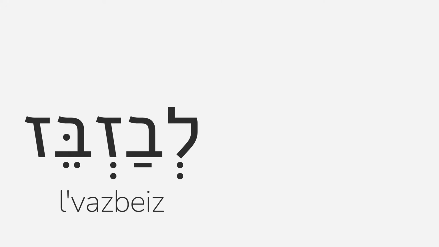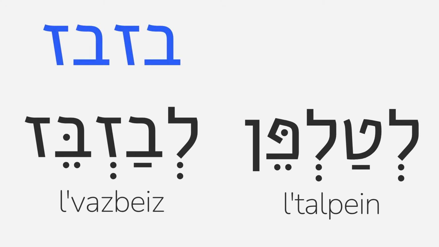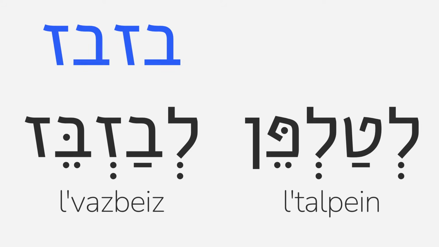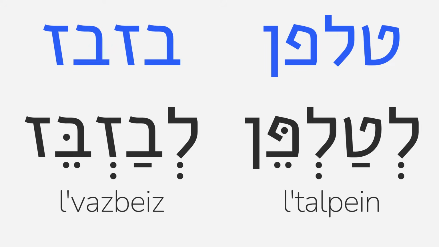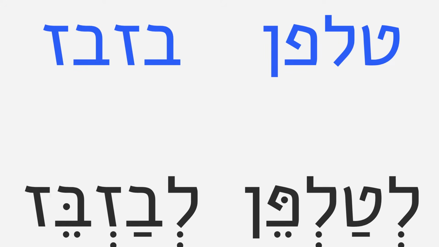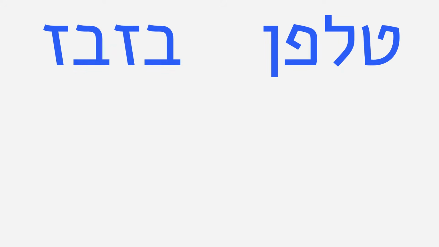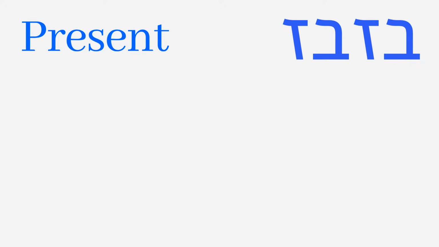Last time, we learned how to make Piel infinitives from four-letter roots, like lavaz bez, to waste, from the root beit zain, and latalpen, to call, whose root is tet lamed pe nun. Today, we're going to learn how to make the other tenses with these roots, starting with the present tense.